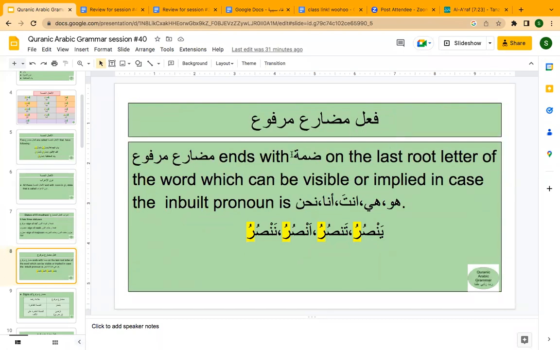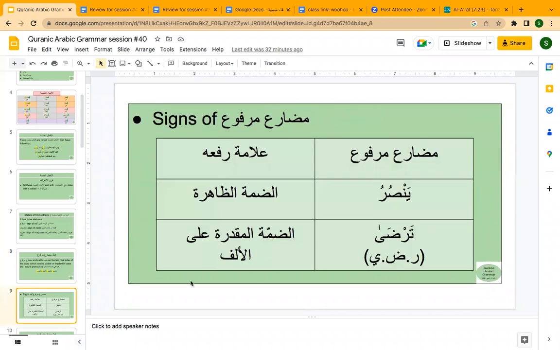Okay, so again, fi'l mudari marfu', how is it going to end? It's going to end with dhamma when your last letter is sahih. This dhamma is going to be visible when it is a sahih letter, or it is going to be implied. In which case? If your last letter is like alif maqsura or waw and ya, in that case, we will say that the dhamma is implied. It is muqaddara. Is it clear or no?